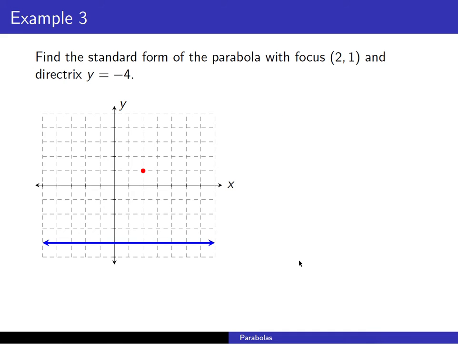So example 3, find the standard form of the parabola with a focus point of (2, 1). So here's our focus point. And our directrix line is y equals negative 4. So here's our directrix line.